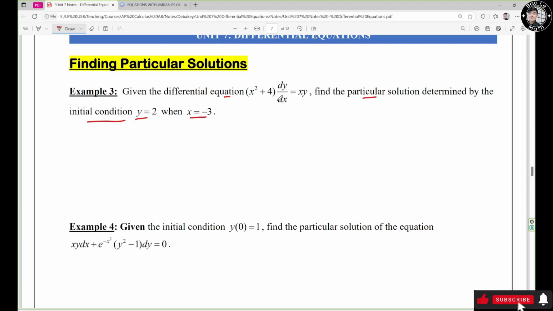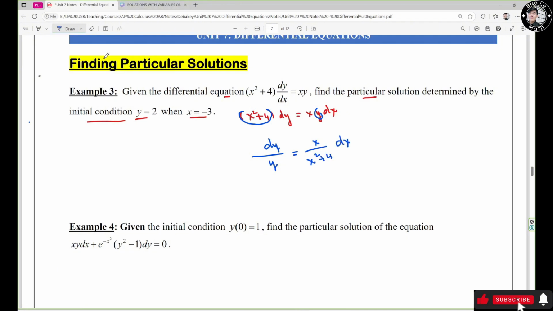Alright, so we do exactly the same thing, right? We need to separate this one first, right? So I need to multiply both sides by ds first, right? So I have (s squared plus 4) times dy equals s y ds, right? Now I need to divide both sides by this guy and this guy, right? So I have dy over y equals s over (s squared plus 4) ds, right?